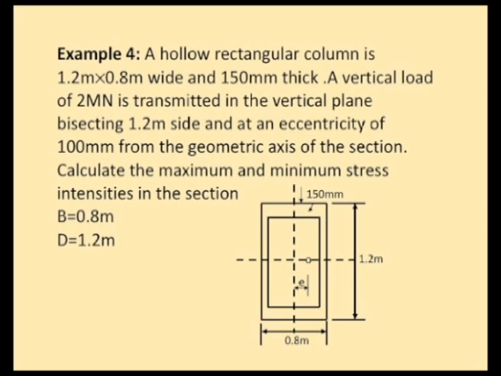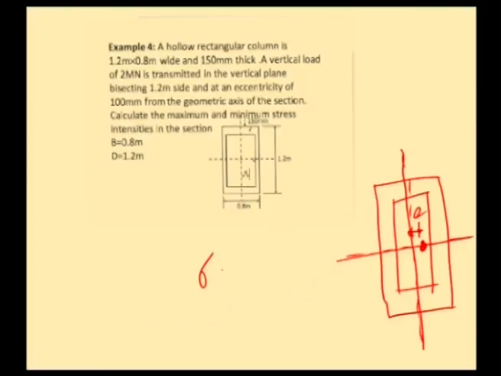And for problems like this, instead of using the formula P by A into 1 plus 6e by b or 1 minus 6e by b, we can use this formula: sigma maximum equal to P by A plus M by Z, and sigma minimum equal to P by A minus M by Z. So, if we add the direct and bending stress, you will get the maximum stress, and if we find the difference between direct and bending stress, you will get the minimum stress. Now, we will see how the values are calculated.